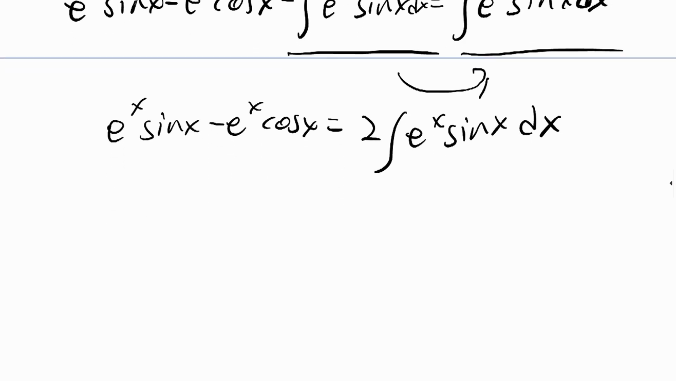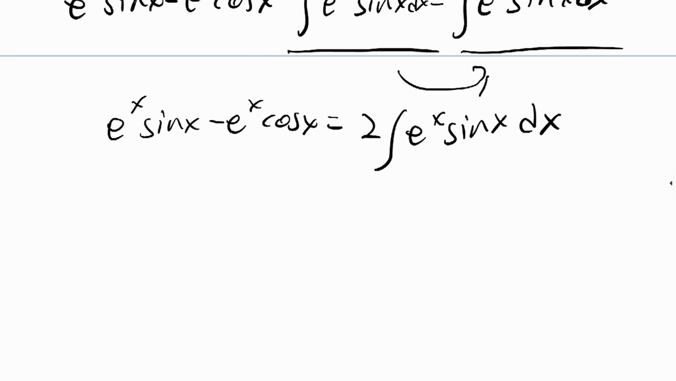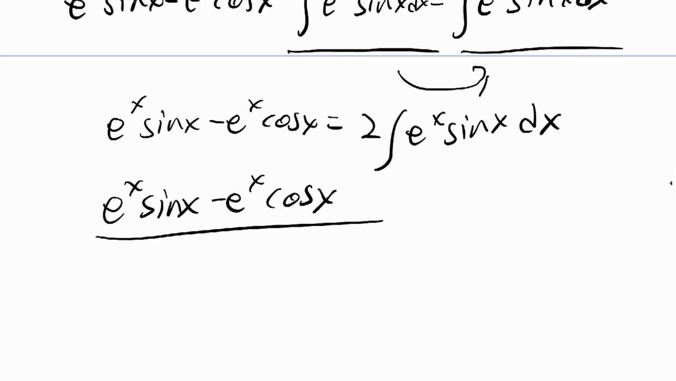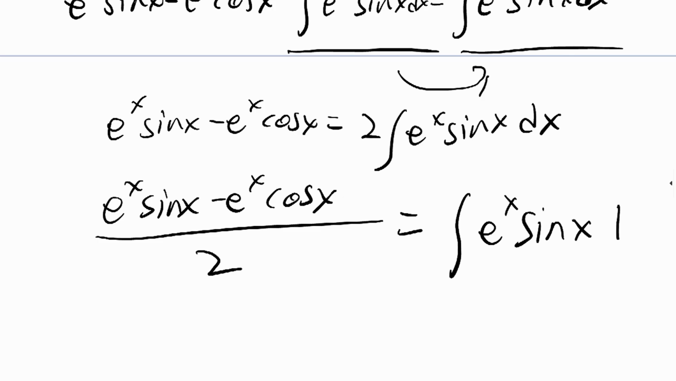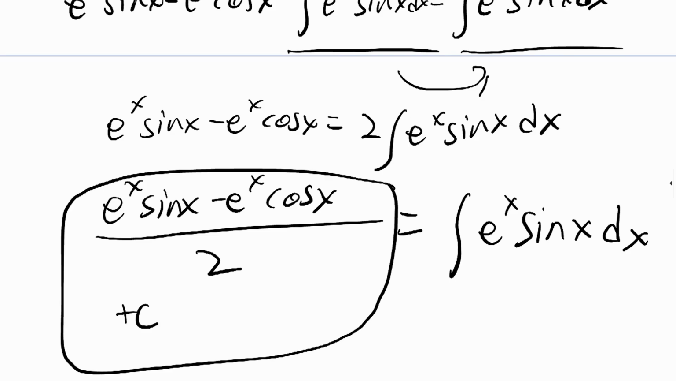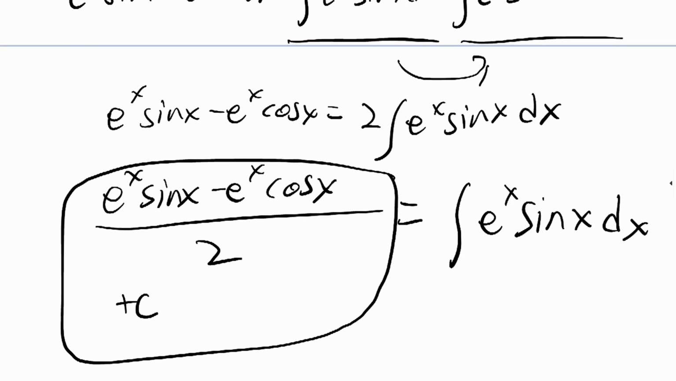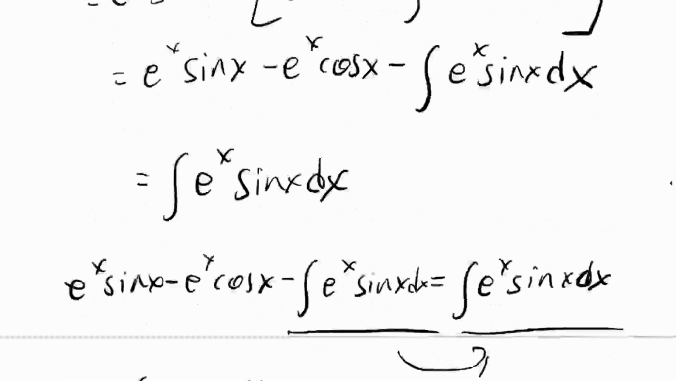And if we divide both sides by 2 now, all we have is e to the x sine x minus e to the x cosine x, all divided by 2, which is equal to the integral of e to the x sine x dx. And all we have to do now is just tag on a plus c, and this left-hand side is our solution, because this is the integral we were looking for at the start of this, right? This is the same thing.